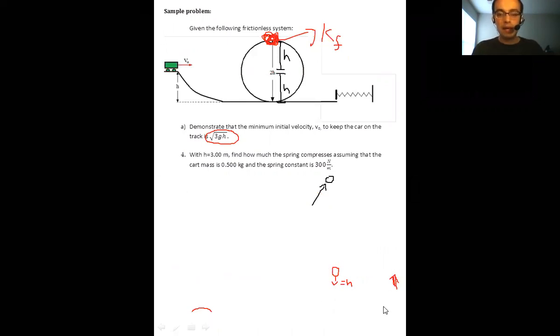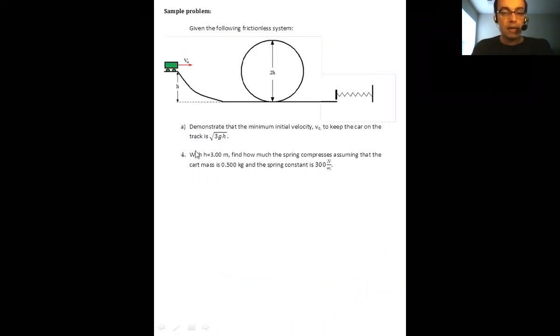So in part B, we are shown that h equals 3 meters. And how much does the spring compress, assuming that the car mass is 0.5 kilograms and the spring constant is 300 newtons per meter? Again, in part B, pick y equals 0 to make life easier for yourself. There is no law that says that because you said y equals 0 up here in the first part of the problem, that is the reference that you must always use. You are allowed to move around what y equals 0 is.